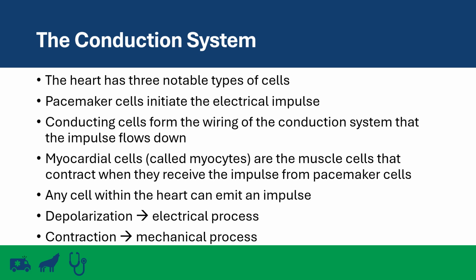Now let's talk about the conduction system. Remember that the conduction system is really just the wiring of the heart. Now within the heart, there are three notable types of cells. There are pacemaker cells. These are the cells that initiate the electrical impulses that eventually lead to contraction. There are conducting cells. These cells form the wiring of the conduction system. And this wiring is where the impulse will flow down.